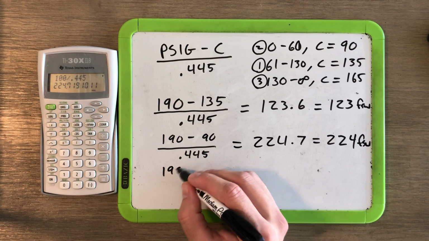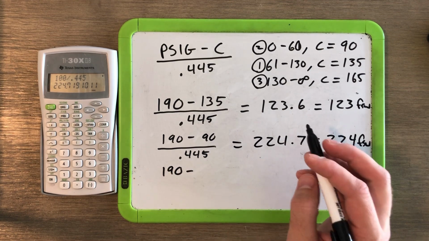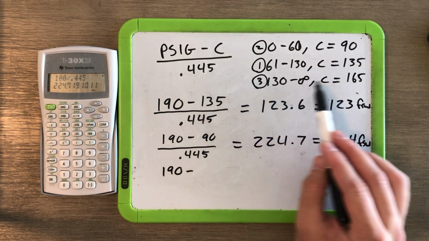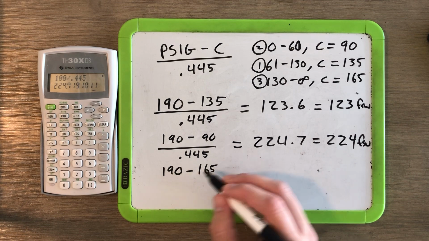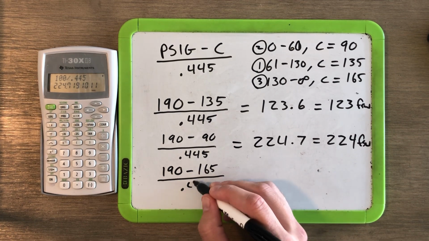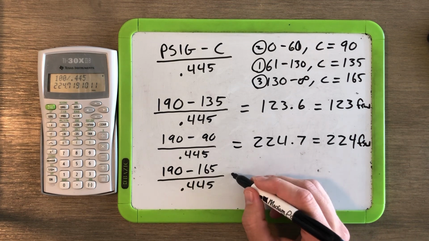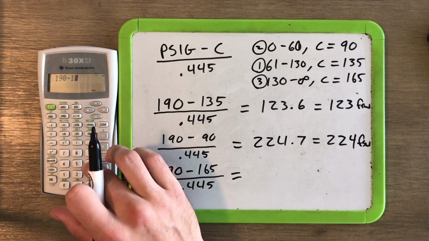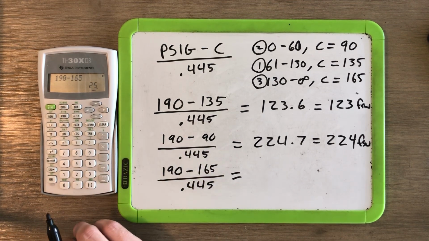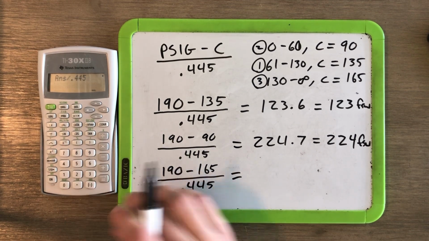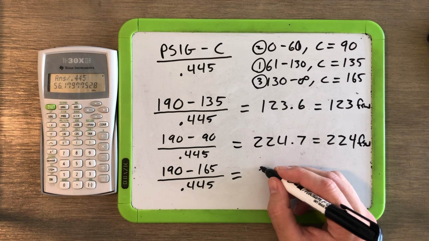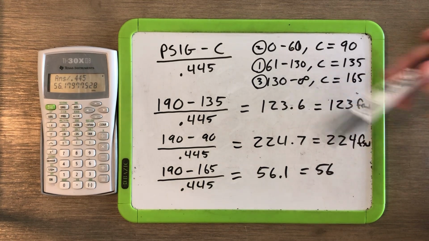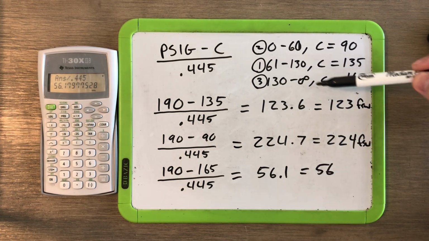So once again, our compressor output minus our C value. Say we're going to plan a dive to 150 feet. We subtract 165 here, and then we divide that by 0.445. So 190 minus 165 is equal to 25, divided by 0.445 is equal to 56.1, so 56. That's essentially saying that this compressor isn't strong enough. It's not powerful enough for us to do dives that deep.